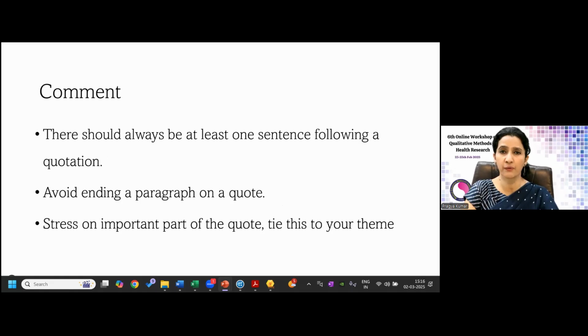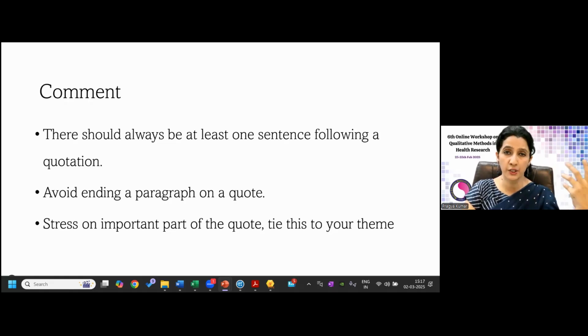But again, you will see that many times, if you are not finding a relevant thing, then you can also end it. We have seen a lot of papers where they have ended that particular theme on a quote. But generally, you should try ending with your description. You should not end your theme just on a quote.